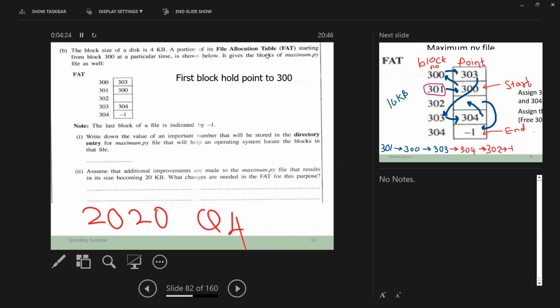maximum.py. What is the name of the program? Maximum.py is the Python program file as well. So they are starting from block number 300. Can you understand? The question notes that the last block of the file is indicated by -1. That means ending at -1. So who is holding the -1? 304. Then what is the starting one? 300. Who is holding 300? 301 is the one which is holding.